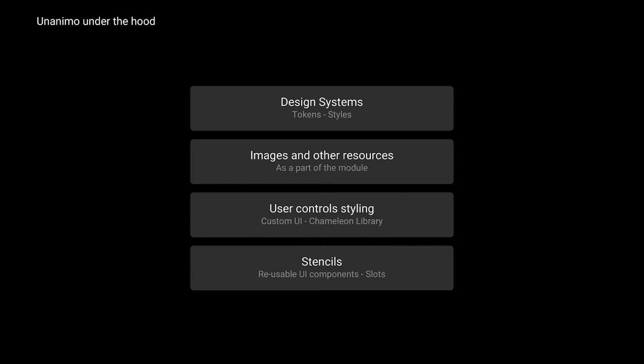We also have the stylization of user controls. Unanimo has the specification of the styles of these user controls so that you can all have the same look and feel proposed by Unanimo, and also stencils, which are those reusable objects that allow us to reuse the UI, and the use of slots, which is a new feature, which makes them much more powerful.